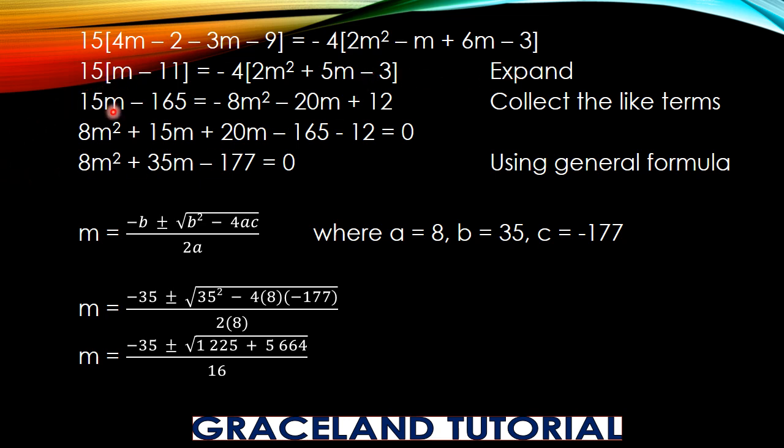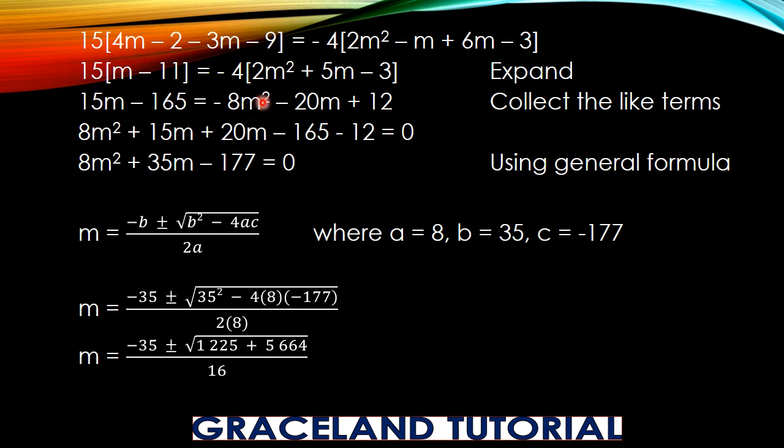15 times m will be 15m. 15 times minus 11 is minus 165, which is equal to minus 4 times 2m squared will be minus 8m squared. Minus 4 times plus 5m will be minus 20m. Then minus 4 times minus 3 will give us plus 12. Now let's collect the like terms.